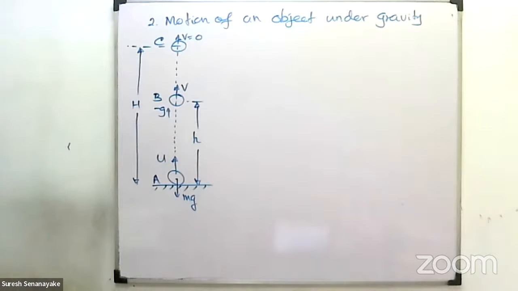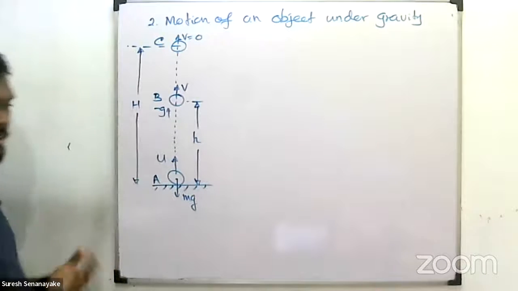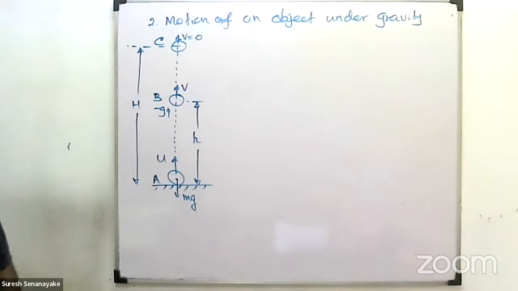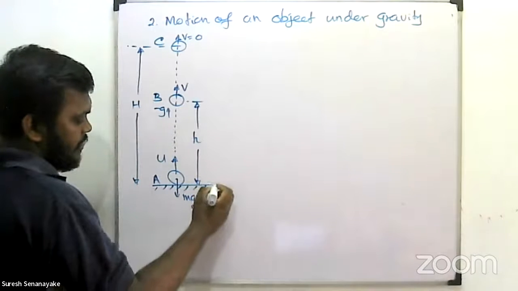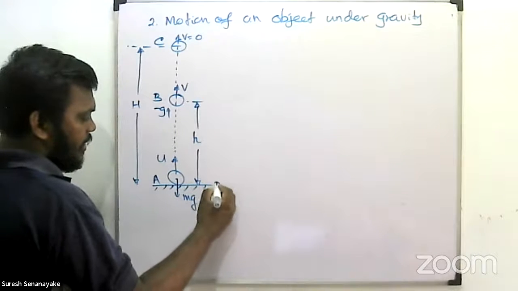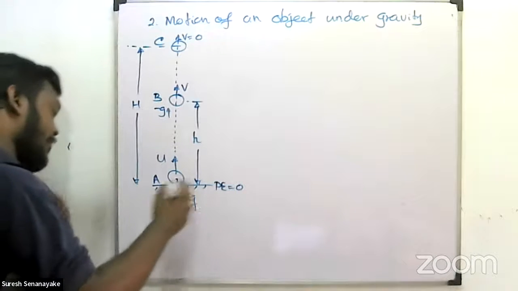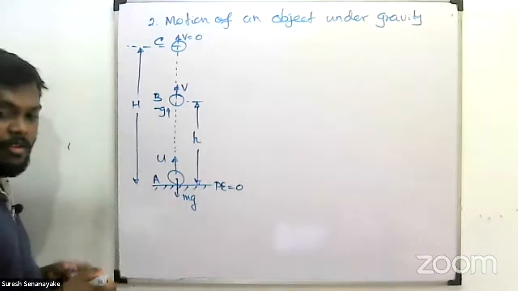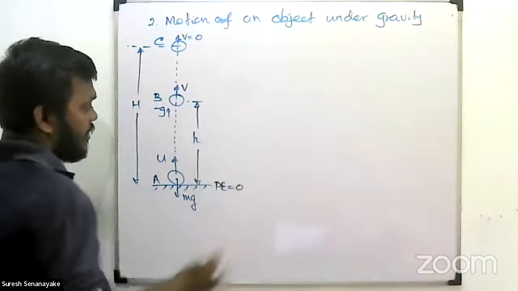Okay, you draw this diagram. Then the relationship between this u, v and the height we can get using equations of motion. I'm considering this level as the reference level, the potential energy 0 level. With respect to this level, all the measurements will be taken.